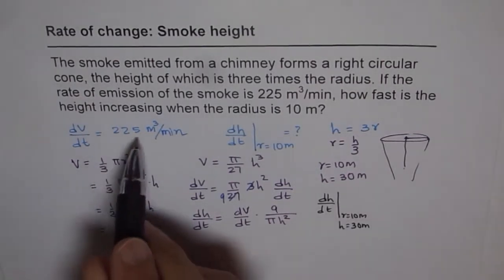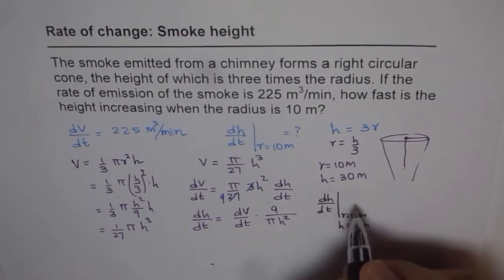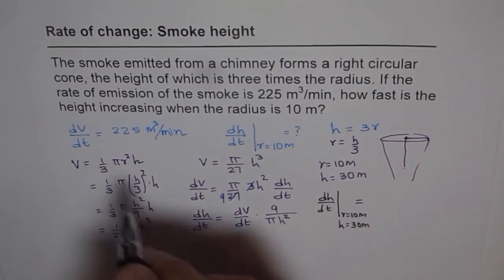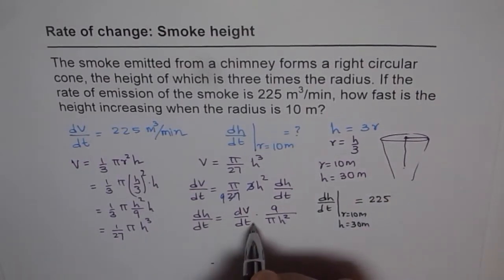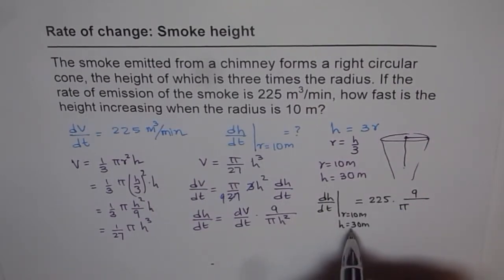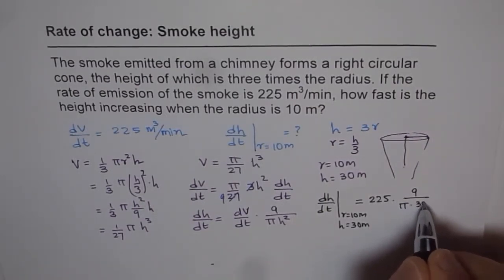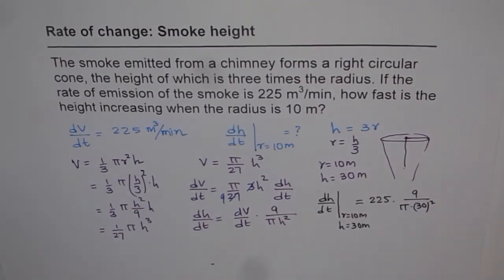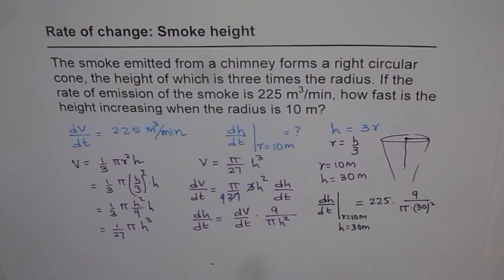We know dV/dt as 225, correct? So that is what we'll do now. We write 225 for dV/dt, and then we have 9 over pi, and h is 30 for us, times 30 square. So that is our answer. So we can just calculate this out. dH/dt equals 225 times 9 divided by pi times 900. And we get 0.71619, something like that, okay?